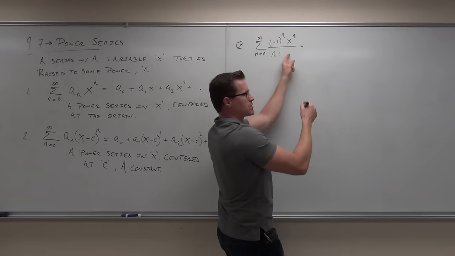This function of x is geometric. If it's geometric, it will have a sum. The sum is defined to be a over 1 minus r. How much is our a? 1. What is our r? x. The common ratio is r, or in this case, x. Put it all together, folks.